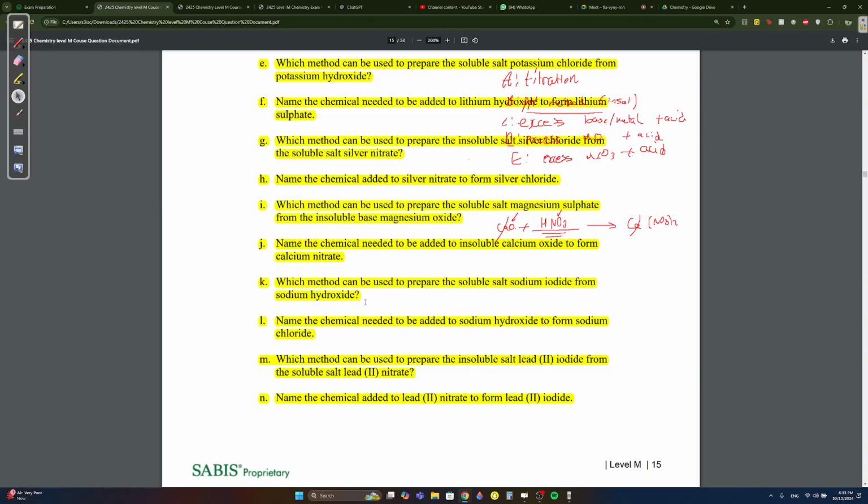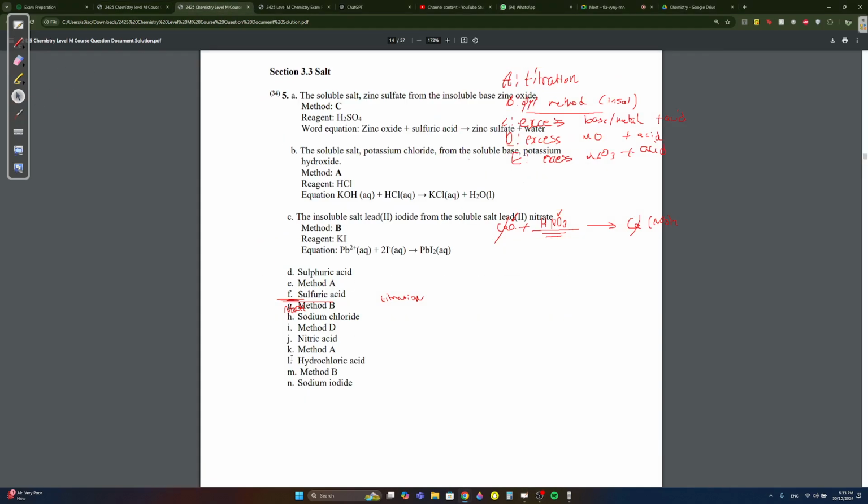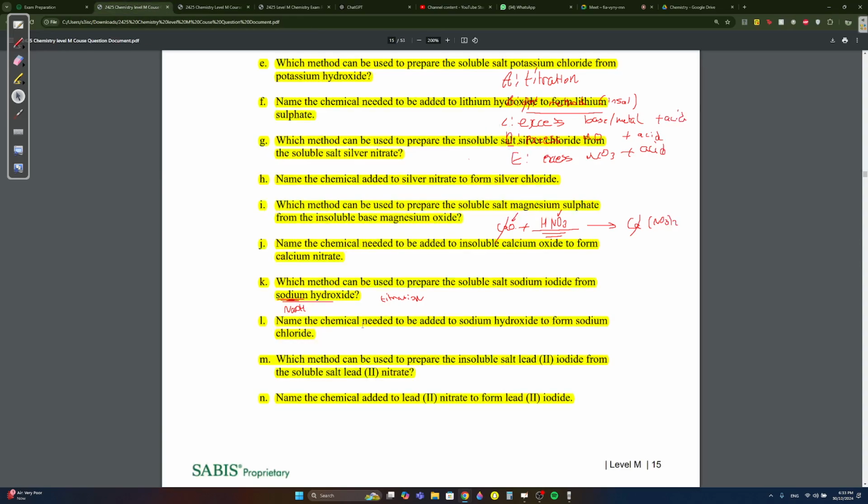K, which method can be used to prepare the soluble salt sodium iodide from sodium hydroxide? Sodium hydroxide, be careful, is a base. And is it soluble? Yes, because it contains sodium. NaOH is soluble. So which method are we going to use? Titration. So we're going to use method A. Name the chemical needed to be added to sodium hydroxide to form sodium chloride.